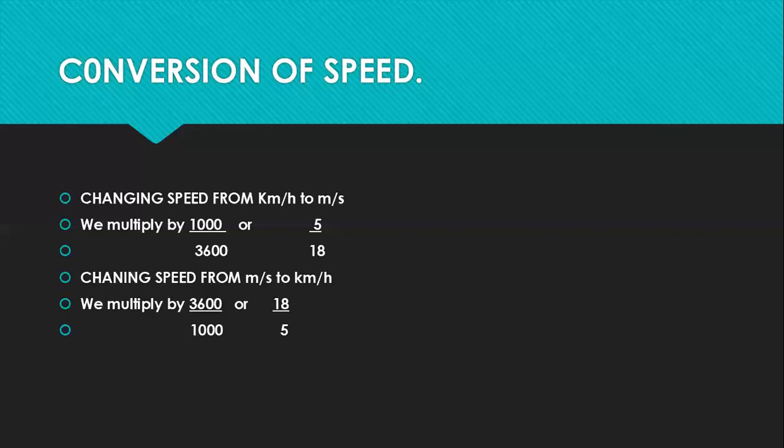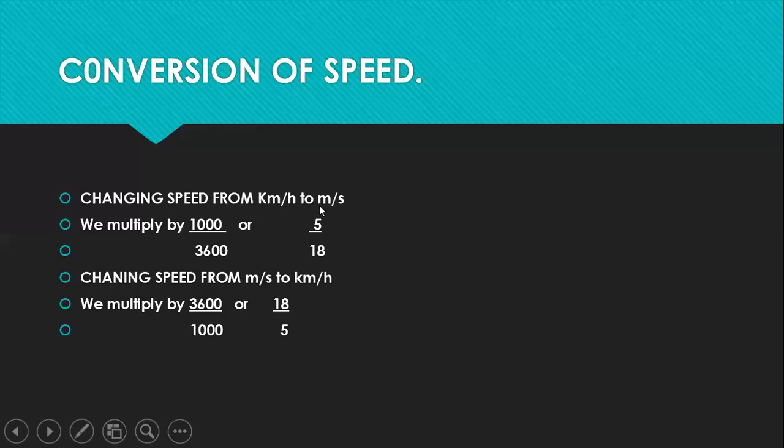So maybe just to give you a secret on how you should know which one is supposed to be on top, just understand that anytime you are changing your speed from kilometers per hour to meters per second, you want your speed to be something small. You will place the smaller value on top. And which is the smaller constant? It is 1000 over 3600.